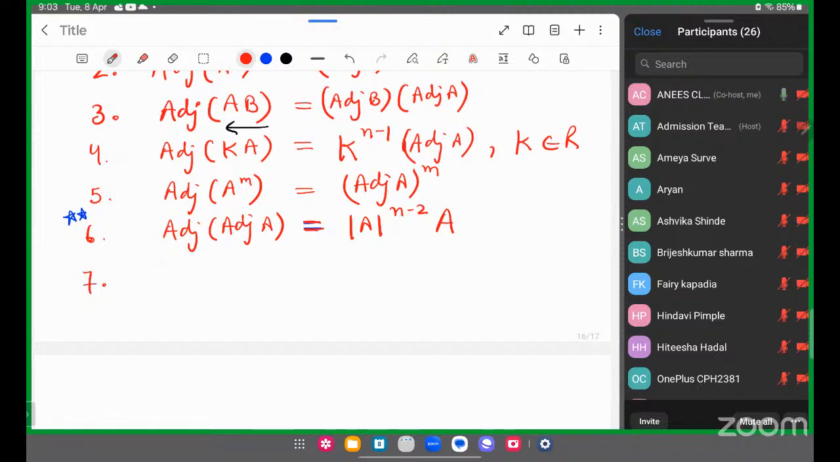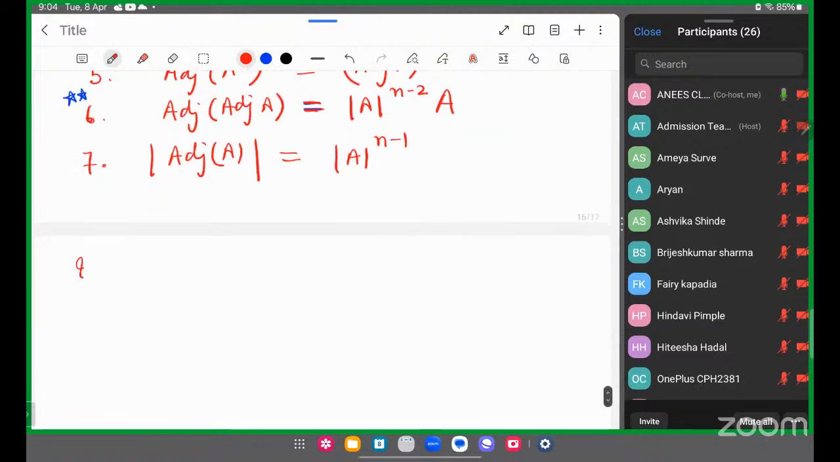Number 7, if you want to have determinant of adjoint of matrix A, so determinant of adjoint A will be equal to determinant of A raised to power n minus 1. And if you want to have determinant of adjoint of adjoint of matrix A, then this will be determinant A raised to power n minus 1 to the whole square.